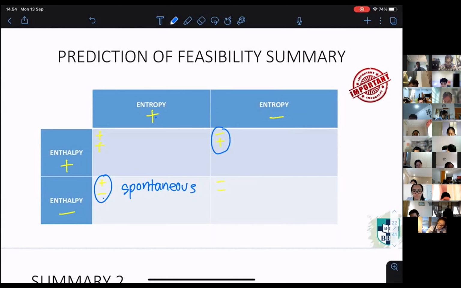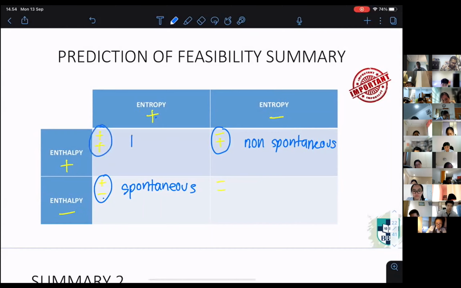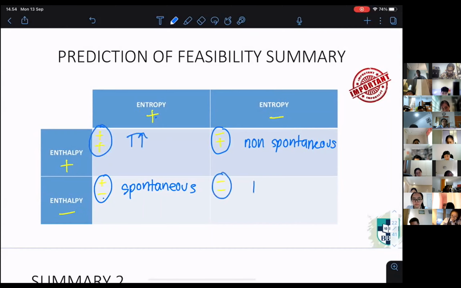If your entropy is negative and the enthalpy is positive, then it's non-spontaneous. Quite easy to remember. And this one is also very easy to remember by now. Positive, positive, think positive. Negative, negative, think negative. So how? This reaction is only spontaneous at low temperature. And this reaction is only going to be spontaneous.